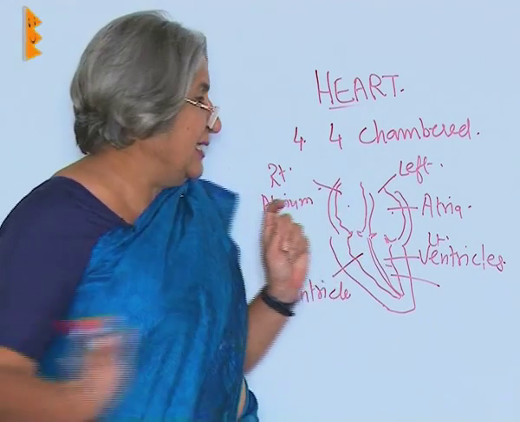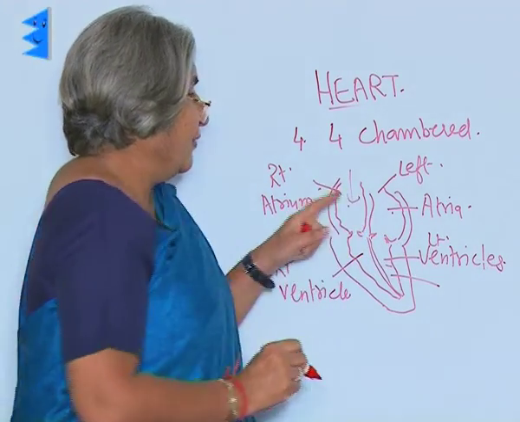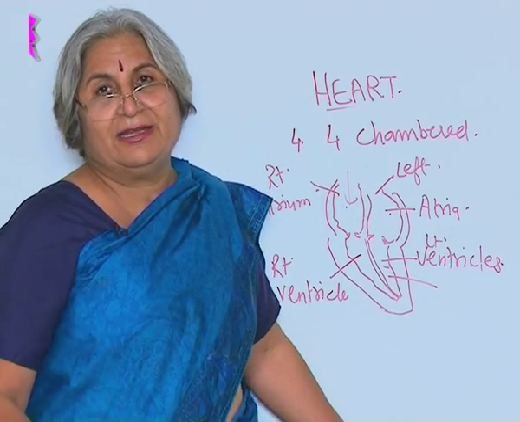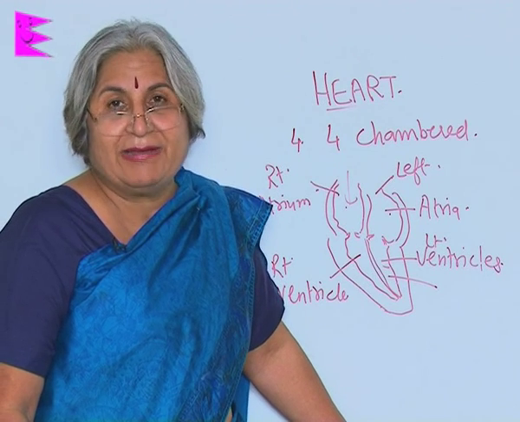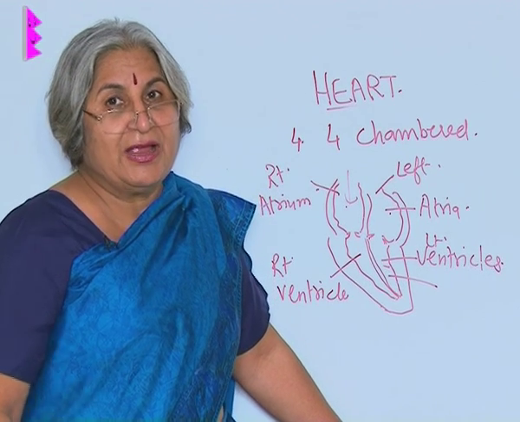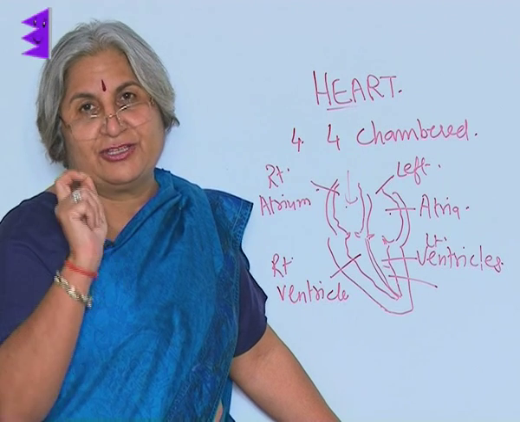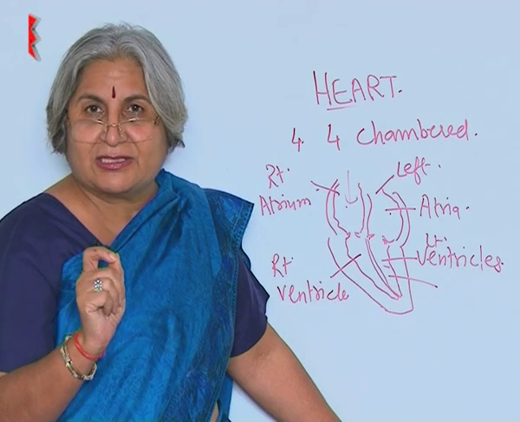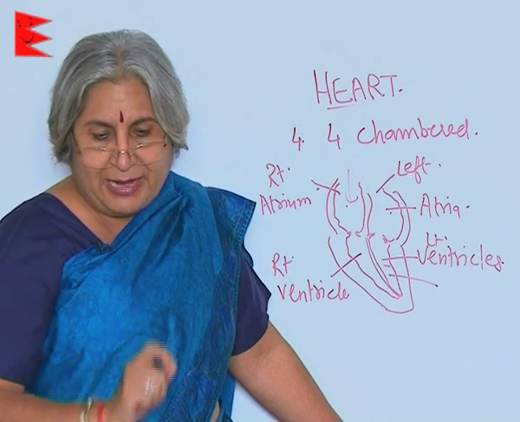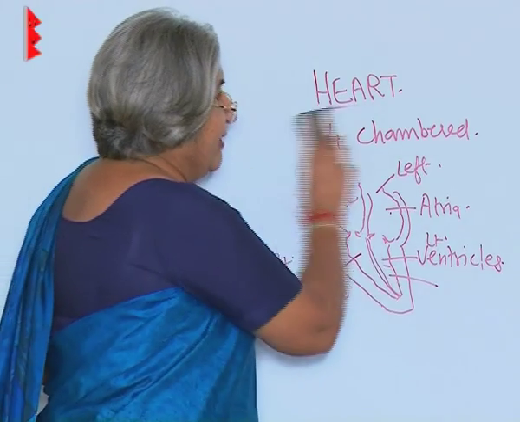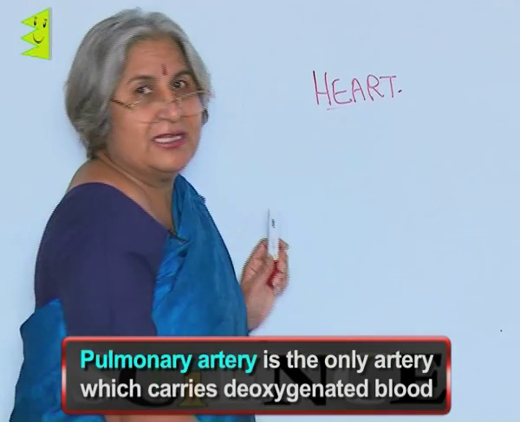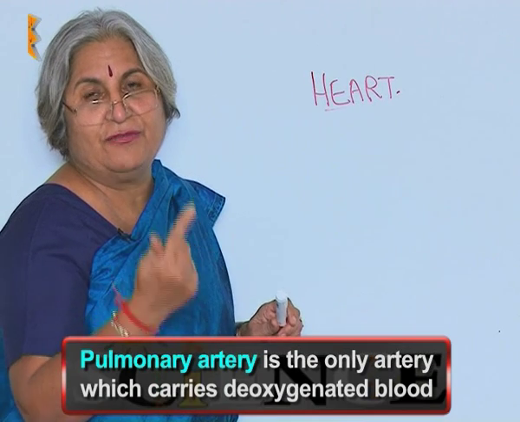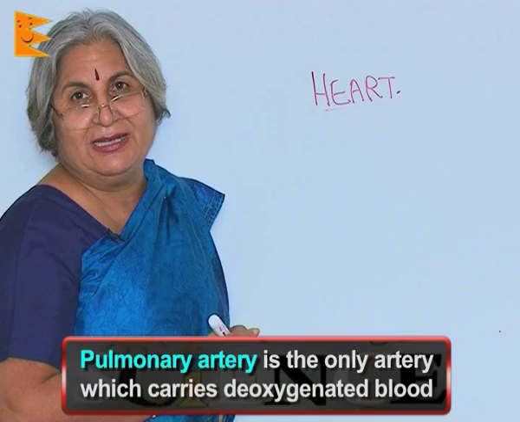So, the deoxygenated blood comes to the right side, from right atrium it goes to ventricle, and then by pulmonary artery it goes to lungs. Now, here there is a distinction, there is, you can say, an abnormality. Usually arteries carry oxygenated blood, but pulmonary artery is the only artery which carries deoxygenated blood, but it carries it to lungs, where the exchange of oxygen and carbon dioxide will take place.